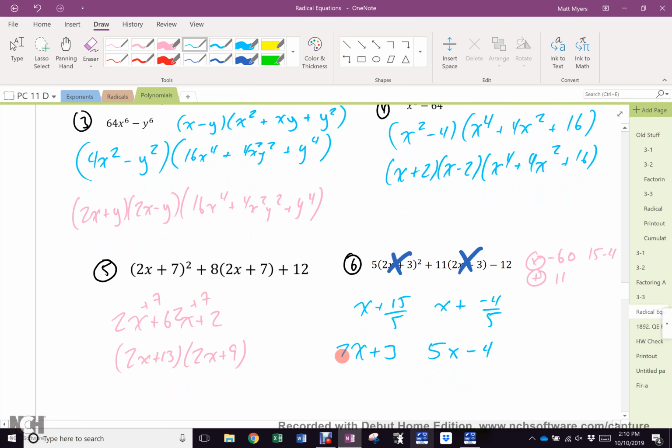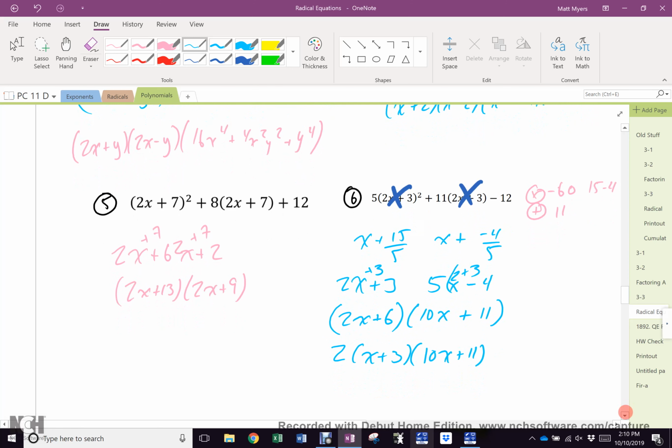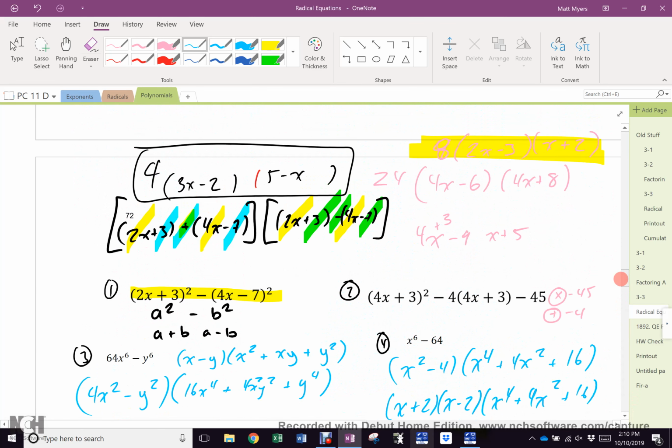But x is 2x plus 3, so that's 2x plus 6. And that is 2x plus 3, which is 10x plus 15 minus 4, which is 10x plus 11. Then, of course, you factored this out and got 2x plus 3, 10x plus 11. And then you were done because you were feeling lightheaded from having to talk that long.